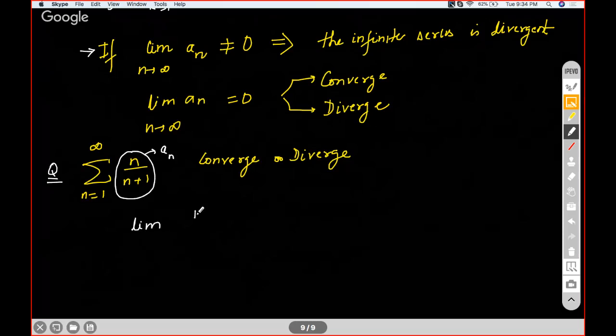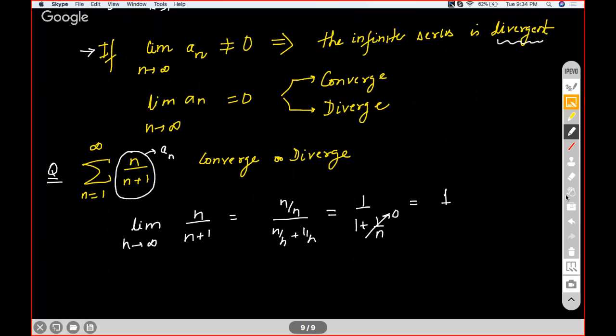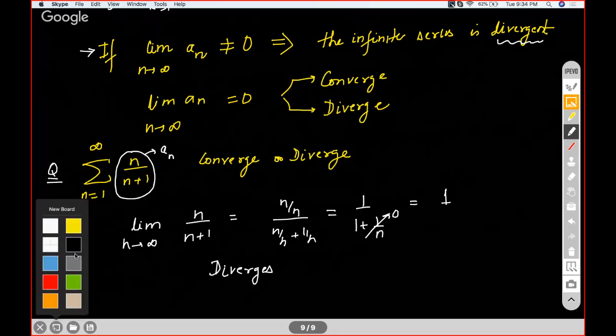So if I ask you what is the limit of this as n tends to infinity, what will your answer be? Infinity by infinity. So you'll divide by n, right? So that will be 1 by 1 plus 1 by n. This will become 0. What's your answer then? 1. Is it 0? No. So what is the answer? It diverges. Why are you so scared of answering? Okay. Are you getting it? Yeah. Next theorem.